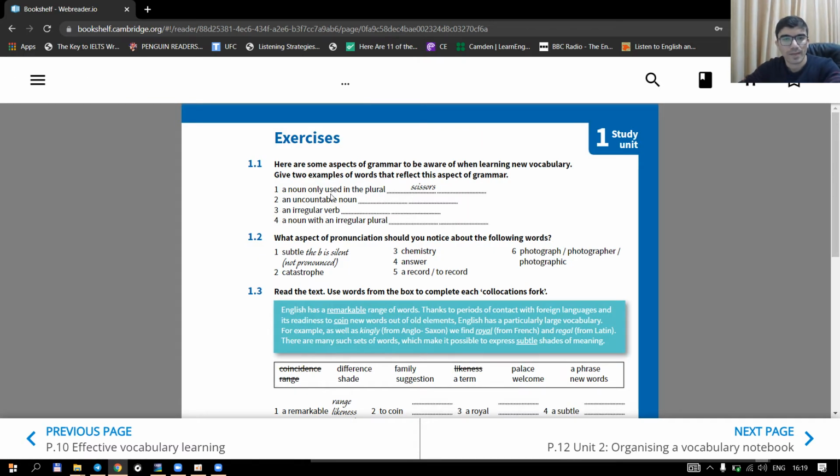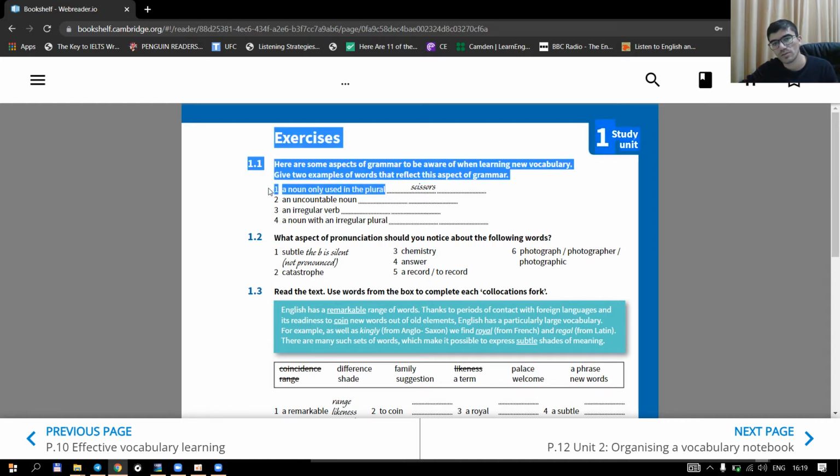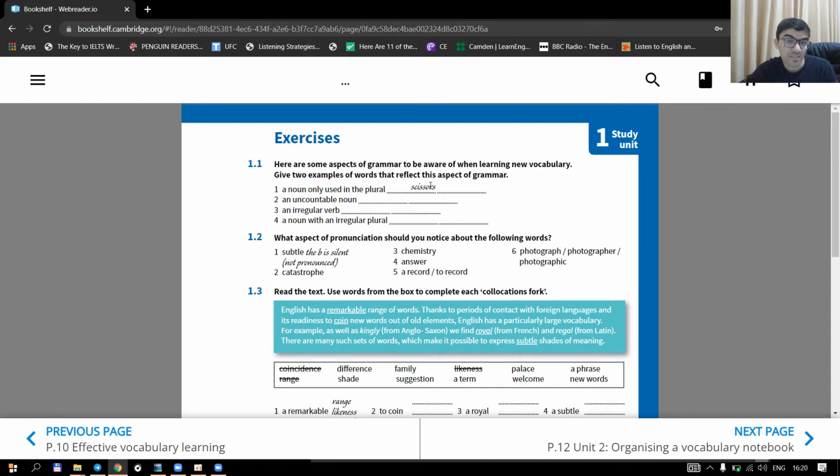So, mana, a noun only used in plural. Demak, ko'plikda faqat ishlatiladigan otlarga misol keltiring deyapti. Mana bunga misol scissors, yana nima misol keltirsa yana bo'ladi. Masalan, shorts yoki trousers, mana shimlar doim ko'plikda keladi, alohida ajratib bo'lmaydi.